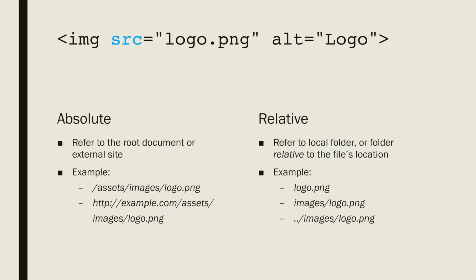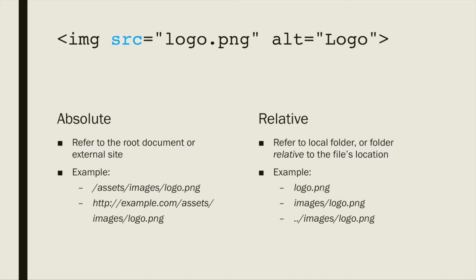First thing is the SRC or source. In this case, we are going to be using absolute and relative locations. The difference between these two is that the absolute refers to the root document or an external site. For example, /assets/image/logo.png, or for the second one, http:// for the protocol, example.com/assets/images/logo.png. This basically means that from the root directory or the root folder, the browser is going to start looking there and go up the folder chain to find the image based on the file location you put in.